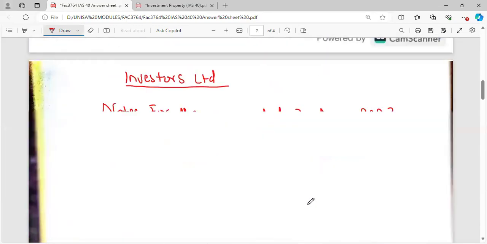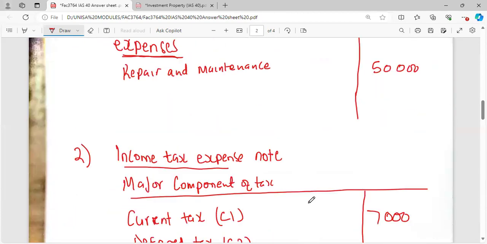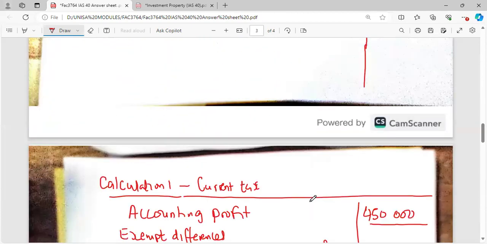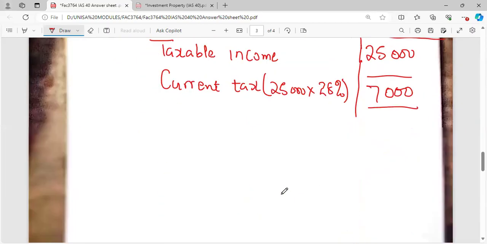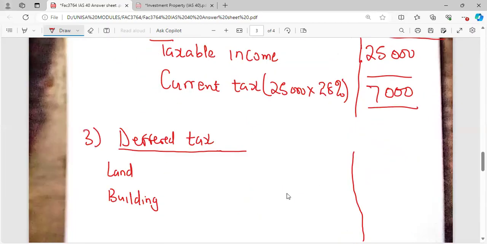So you just now come here and say, under your land, you are going to say 1 million minus 800,000 times 80% times 28%.